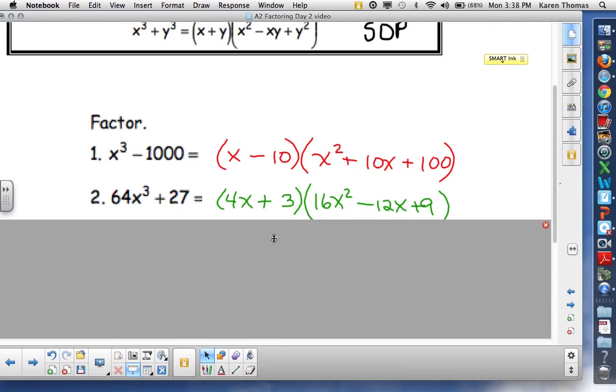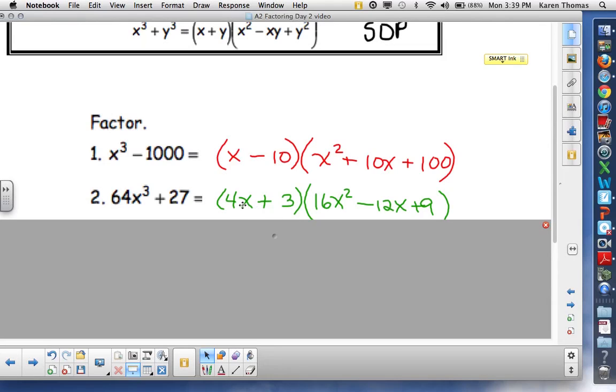Here is the sum of two perfect cubes. Sometimes you do have coefficients, and that's okay. You can use the same pattern as long as that coefficient is a perfect cube. The cube root of 64 is 4. So I write the cube root of 64x to the third, which is 4x. And I write the cube root of 27, which happens to be 3.